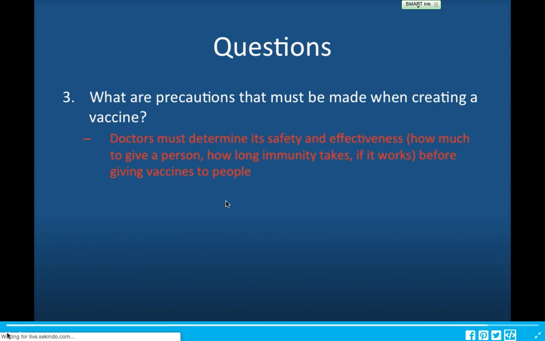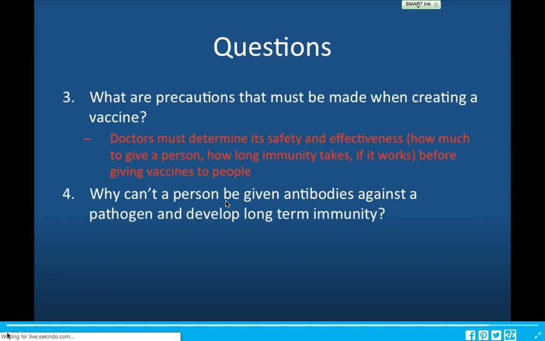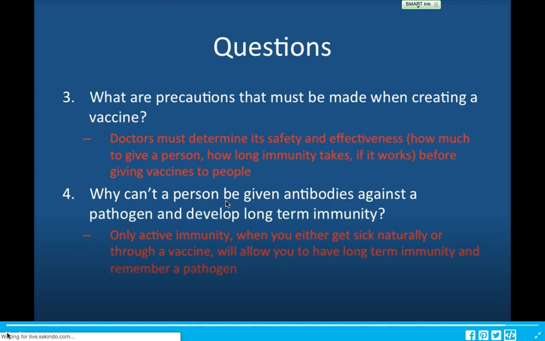And finally, question 4. Active immunity is developed by getting a vaccine or having the disease, and that can be long-lasting. However, passive immunity, when someone's given antibodies against a pathogen, isn't long-lasting. So why can't a person be given antibodies against a pathogen and develop long-term immunity? Well, only active immunity, when you either get sick naturally or through a vaccine, will allow you to have that long-term immunity and remember a pathogen.